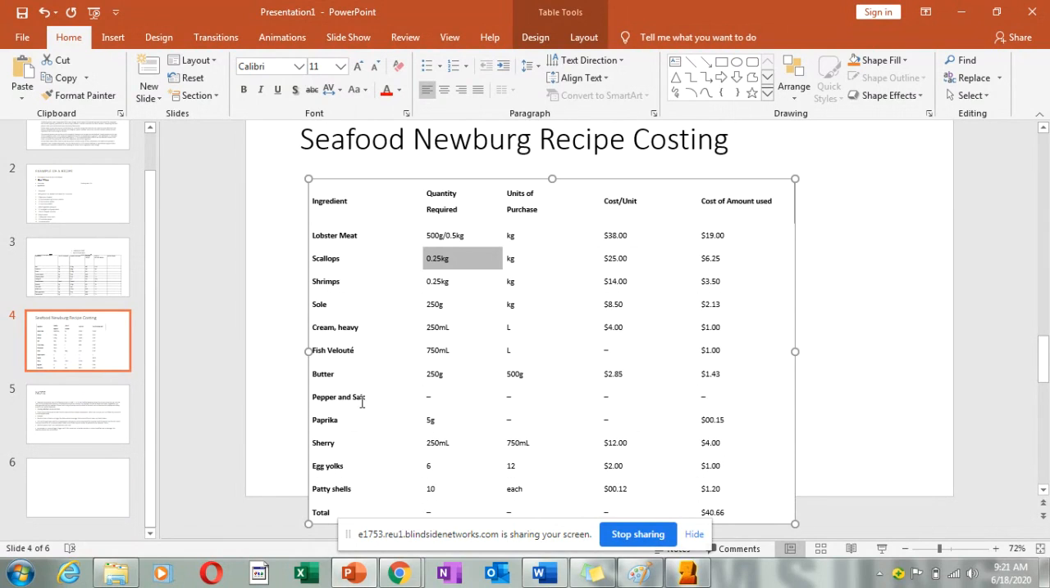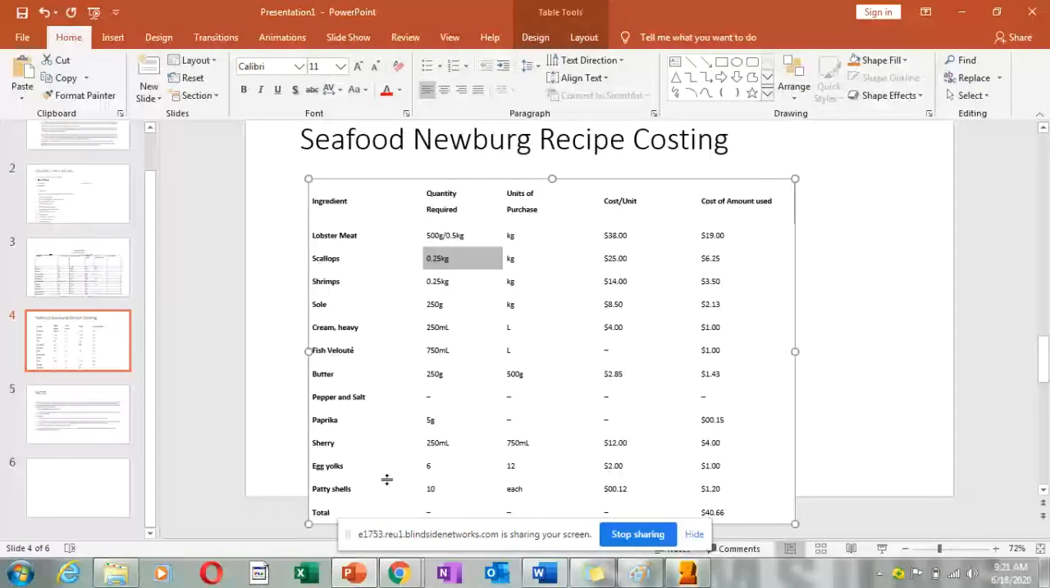Then of course we continue with the prices. So this is 250 grams or 2.5 kgs of butter. They have given the unit of purchase in 500 grams. So this is $2.85. And then, of course, half of 2.85 is $1.43. So look at paprika there. They have given 5 grams. There's no unit of purchase, there's no cost of unit, but they have a price because that is an estimate. I told you we are estimating for herbs, spices, and condiments. Are we together, people?